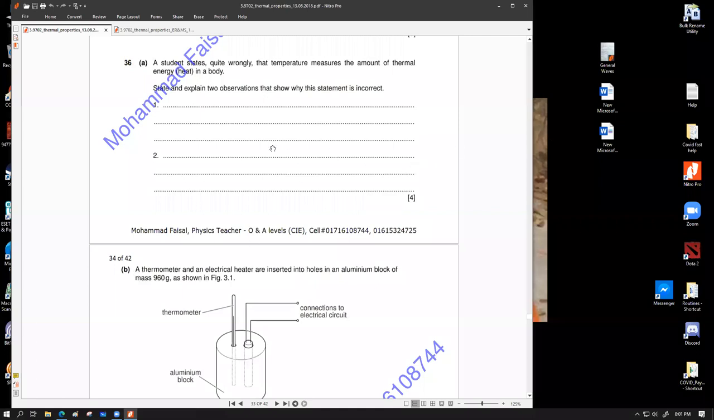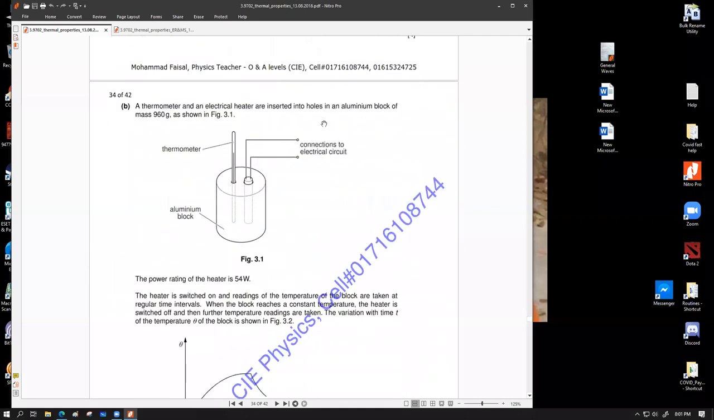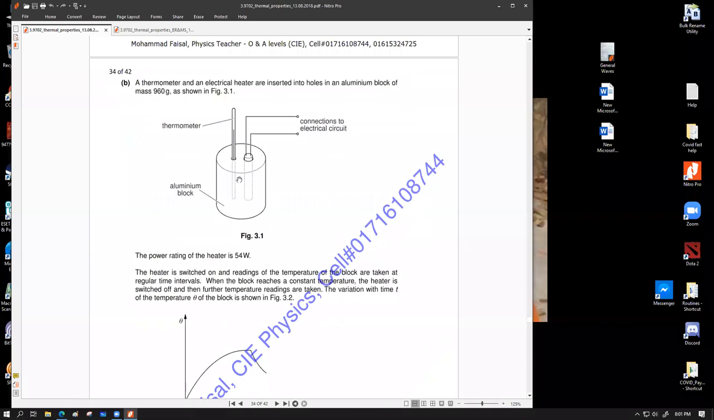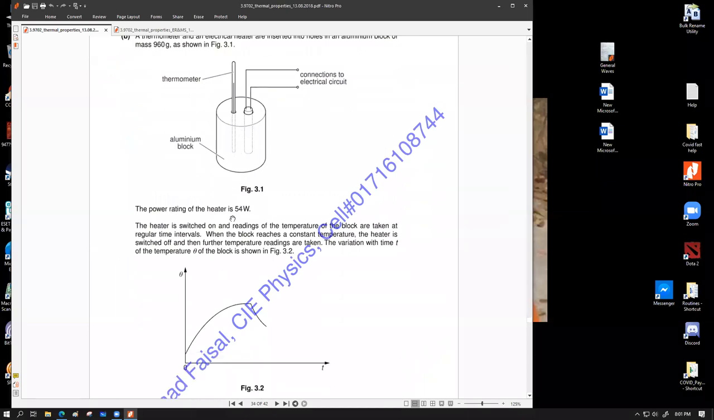So for option B, let's have a look over here. A thermometer and an electrical heater are inserted into two holes of an aluminum block of mass 960 gram, as shown in figure 3.1. So we put these two things over here, and the power rating of the heater is 54 watt.